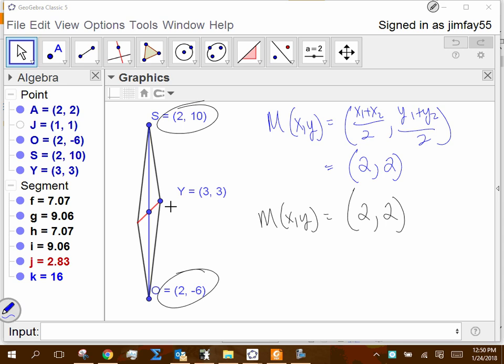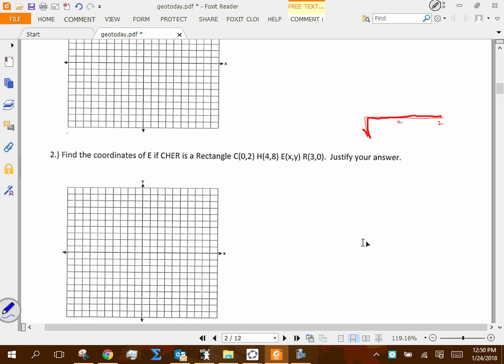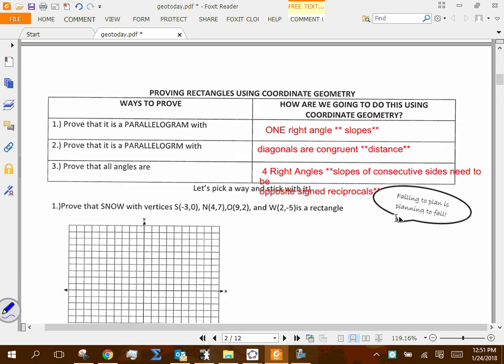Okay? So what I want you guys to do is flip to page 2. Yeah, page 2. And it starts talking about now trying to prove that a quadrilateral is a rectangle. Okay? And this is the way that I think you guys should do that. I'll leave these up here so you can write them down, just because we're kind of running out of time here.